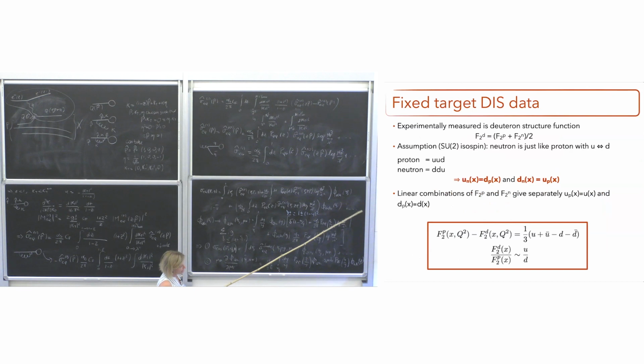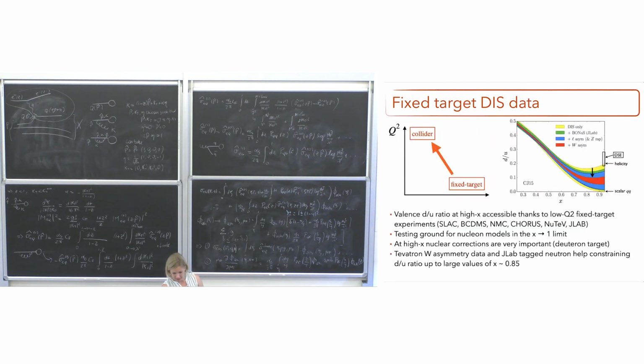Whenever we look at this data in our fit, we always assume the SU(2) isospin symmetry, that the neutron is just like a proton when you exchange u and d. And this is good because these experiments often measure quantities like the ratio of the deuteron structure function over the proton structure function, and this gives a handle on the u over d combination at large x, which is not constrained by HERA. So these data are precious because we play with that.